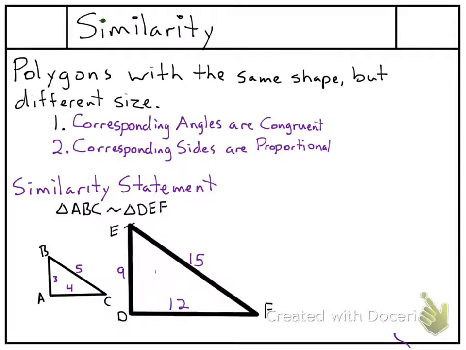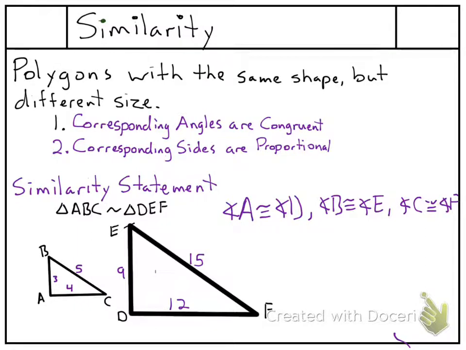So let's look at the angles. Angles are congruent. So we could say angle A is congruent to angle D. We could say angle B is congruent to angle E. And last, angle C is congruent to angle F. But when we go to sides, it's a little different.